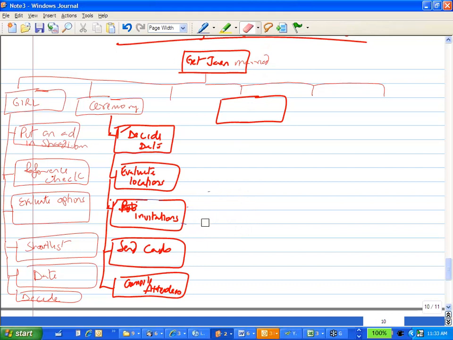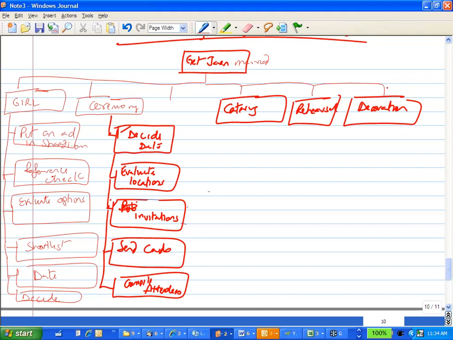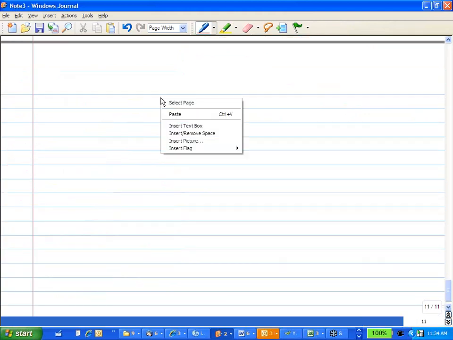Okay, got it. And then let's see, catering. I think catering should be its own level 2 task, right? And then I think decoration should be its own task. I think rehearsal is big enough for it to be its own task. Honeymoon. Honeymoon preparations, right?